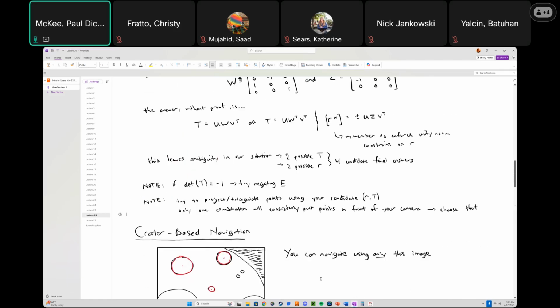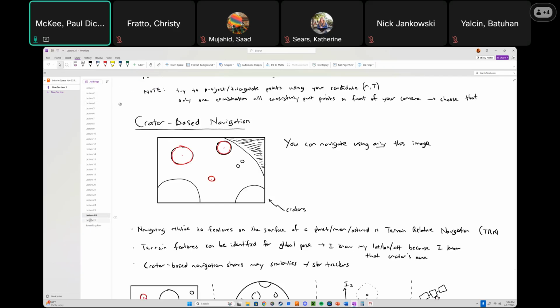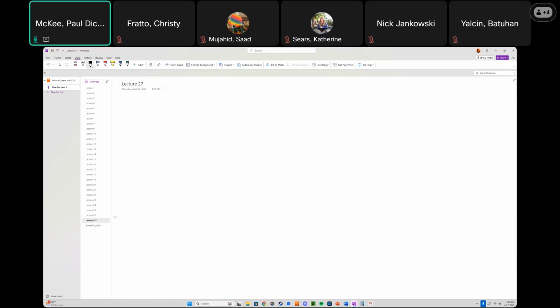So this is crater-based navigation part 2, and we're going right into the perspective n-point problem. So how did I word it last time? Was it crater nav or crater-based navigation? Okay. Crater-based navigation part 2. Any questions about crater-based navigation before we get into the dense math? All right, cool.